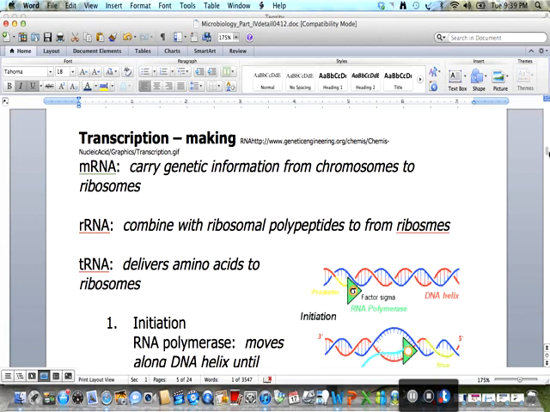There are a few forms of RNA involved in protein synthesis. The mRNA or messenger RNA will carry the genetic information from the chromosomes to the ribosomes. The rRNA or ribosomal RNA combines with the ribosomal peptides to form the structure of the ribosome. The tRNA or transfer RNA delivers the amino acids to the ribosomes.